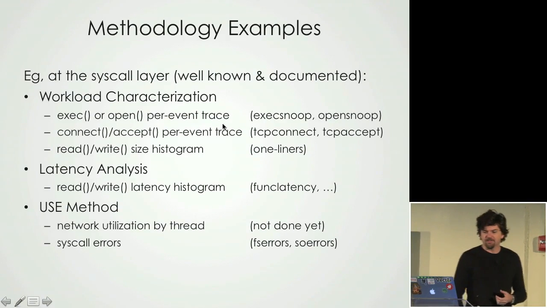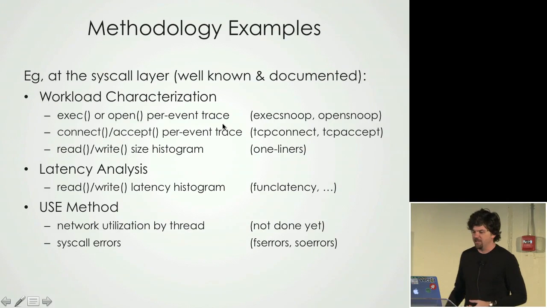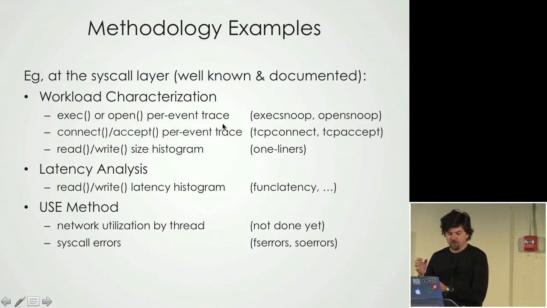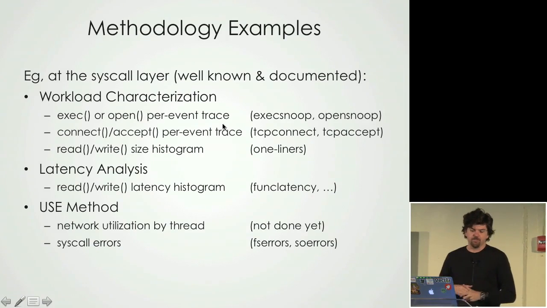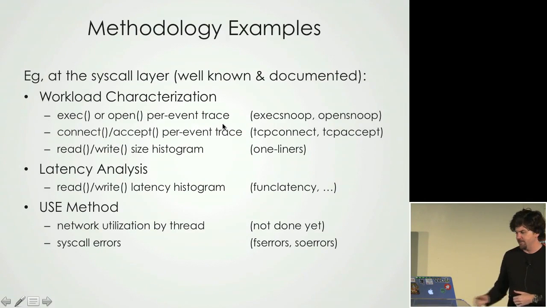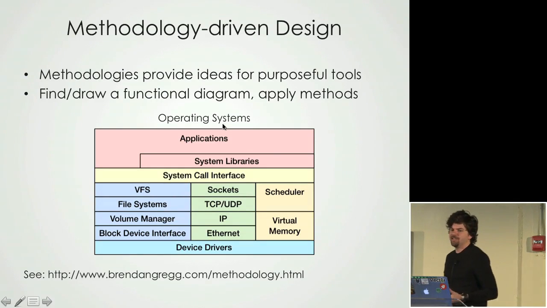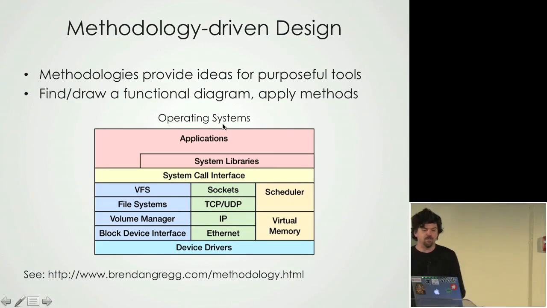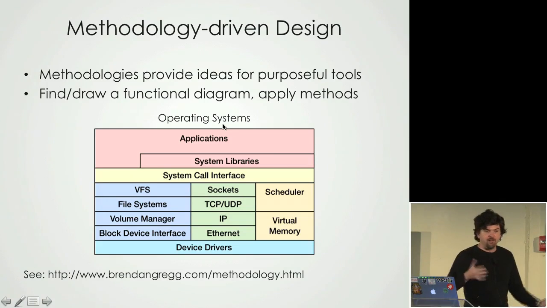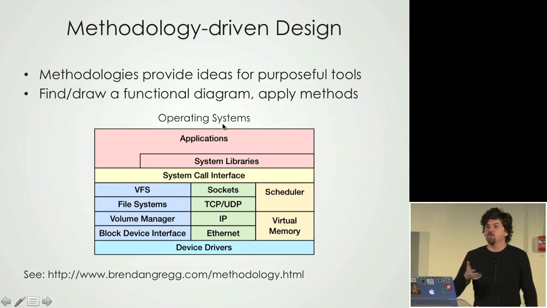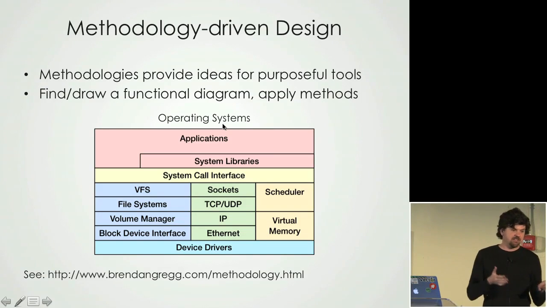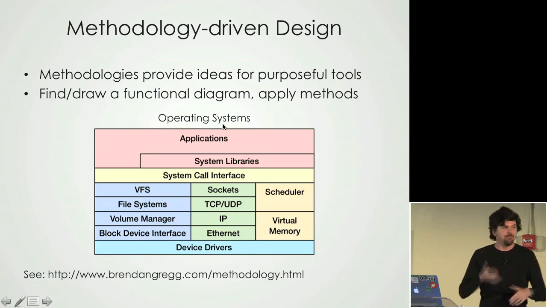System call errors is another USE method style tool that you would think of doing if you're applying the USE method to the syscall layer. So you can imagine doing those methodologies at other targets as well. So you can imagine going to the file systems layer and looking at workload characterization for file systems. What are the different file system operation types we do? So reads, writes, opens, stats, mkdirs, and so on.